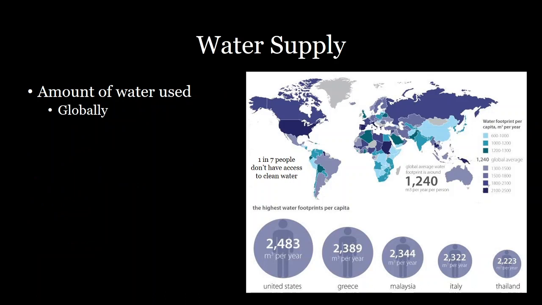So people use a lot of water. In the United States, we use more water per capita than anywhere else on Earth. We use about 2,483 cubic meters of water per year. That's over twice as much as the global average. In contrast, 1 in 7 people on Earth don't have any access to clean water and have to live with scarce water supply or with polluted water sources.